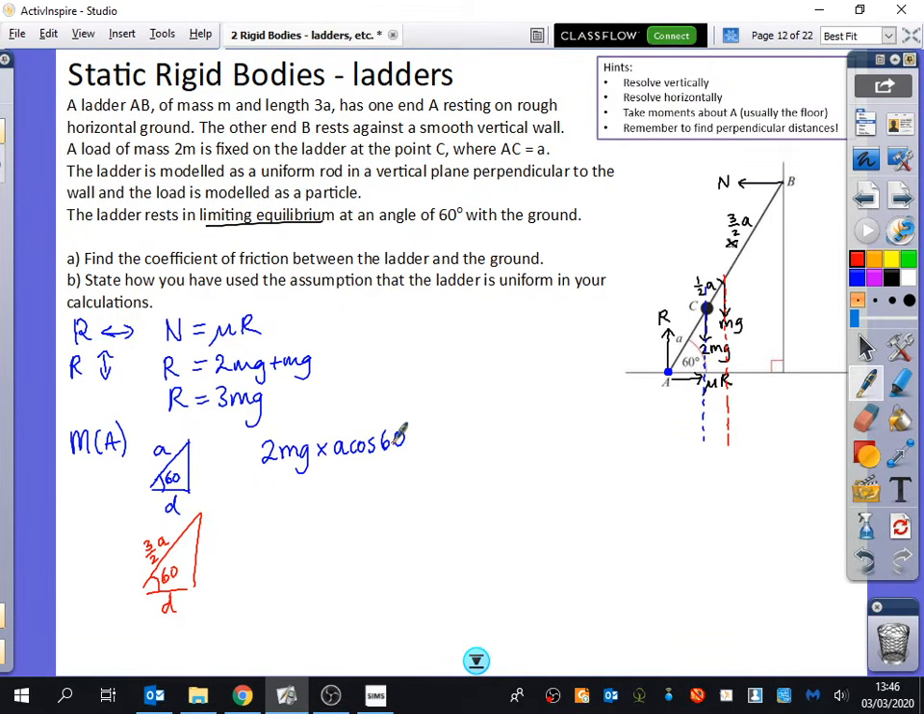So now I can say what my next bit is. My next bit is my mg, that's my force, and my perpendicular distance is 3 over 2a cos 60. And this is all equal to, hang on a sec, which is the force that's going to be going in the other direction, which is the opposing force?